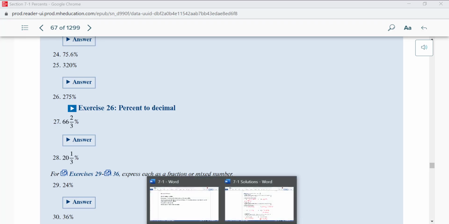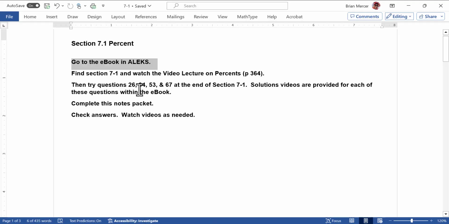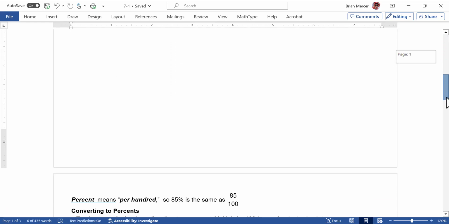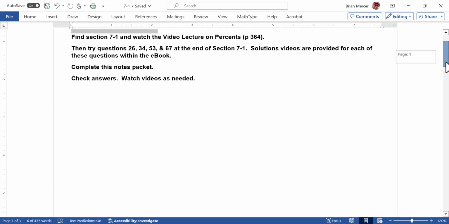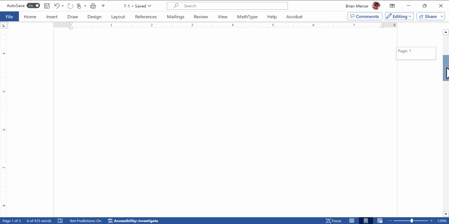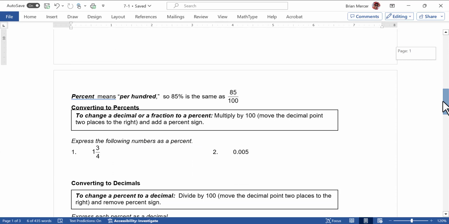So back to that document there. Those are the 4 questions that have videos that go with them. So we asked you to try those, and then complete this notes packet. So that's this document right here. You can print this off and try these problems. The answers are all available in the solutions document, and then the videos, I've done a lot of the problems in video, and that's what this video is. So that's where you can get some practice.